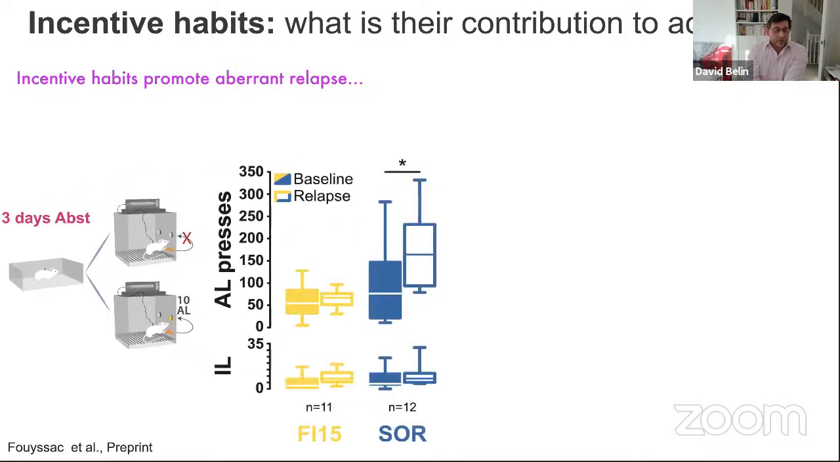And what we observed was that after abstinence, animals in the habit condition responded exactly as they did before abstinence. But animals in the incentive habit condition showed a twofold increase in responding following abstinence. Clearly, these animals engage in a more profound tendency to relapse, responding twice as much as they've done for weeks at baseline.